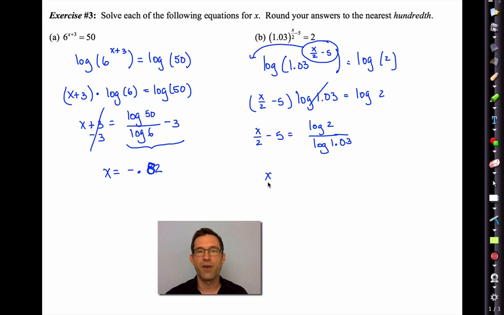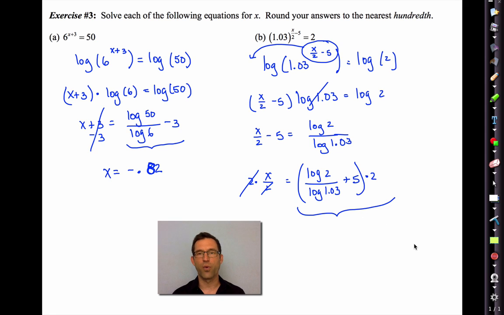Then we're going to add 5. And then we're going to multiply the entire quantity by 2. Now that's your final answer. Not in decimal form, but it's your final answer. The issue now is just evaluating it. And you might want to evaluate it slow.